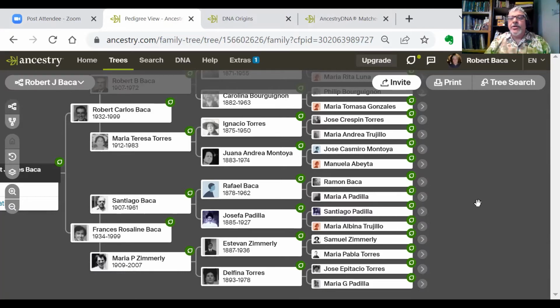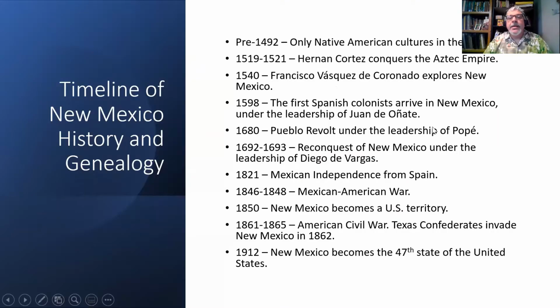Now, let me show you one other thing. This is a timeline of New Mexico history and genealogy and how it relates to my own genealogy. So prior to 1492, only Native American cultures were here in the Americas. And when I mean Americas, I mean North America and South America. We're going to focus on North America, though, mostly Mexico North.